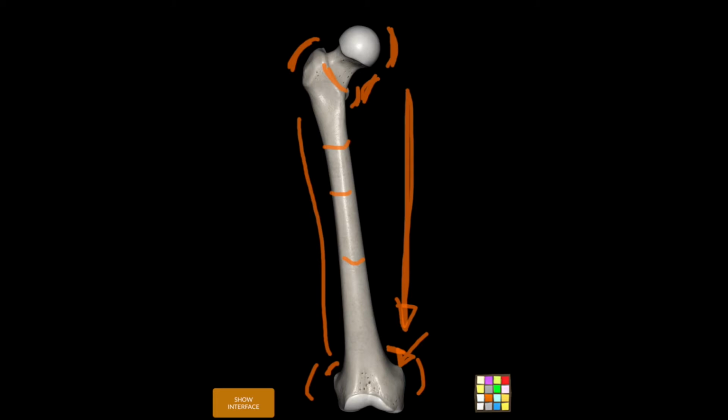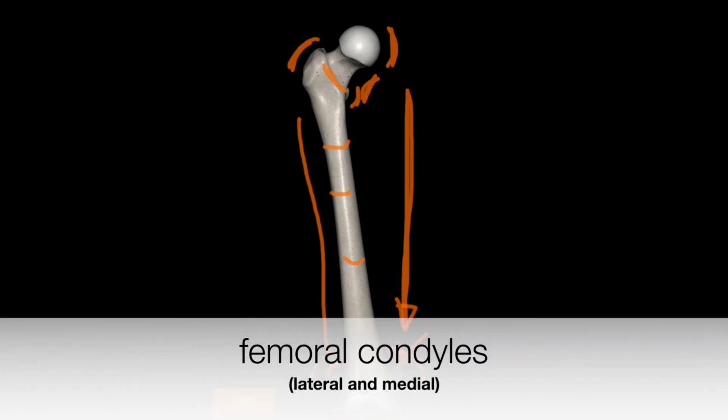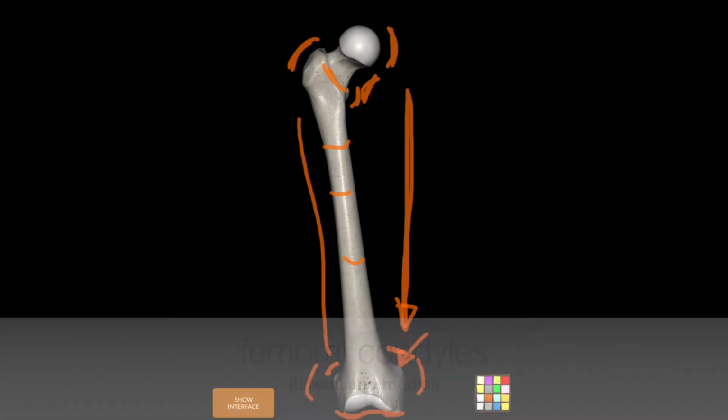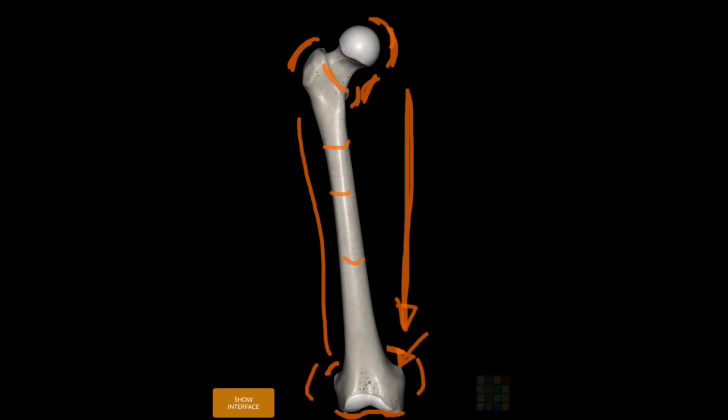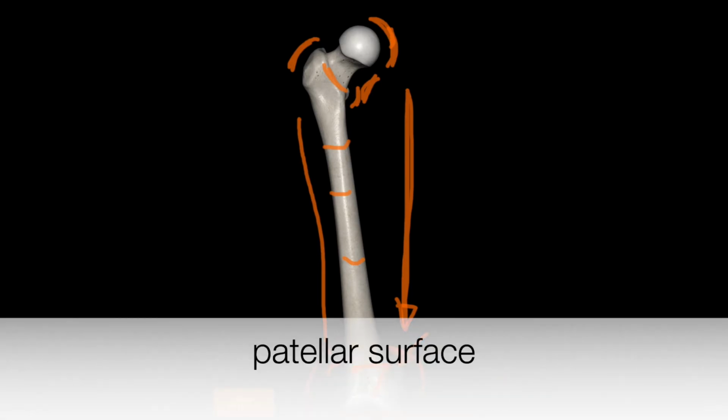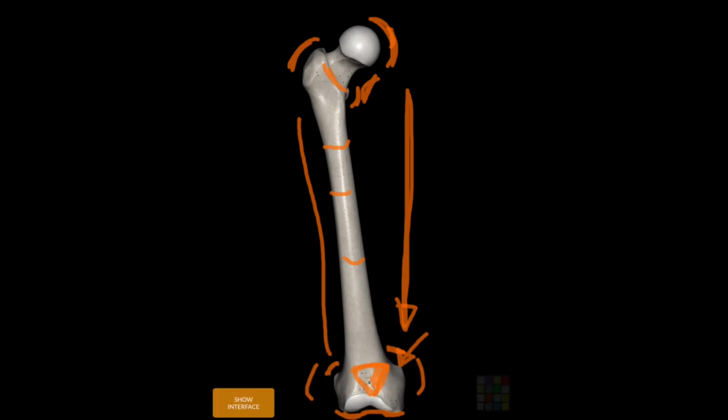Most distally, we have the articular surfaces for the tibia, which are the femoral condyles here. Obviously, the head of the femur articulates with the acetabulum of the hip bone. Also distally, the anterior surface of the femur has a patellar surface, and that's where the large sesamoid bone, the patella or kneecap, articulates.